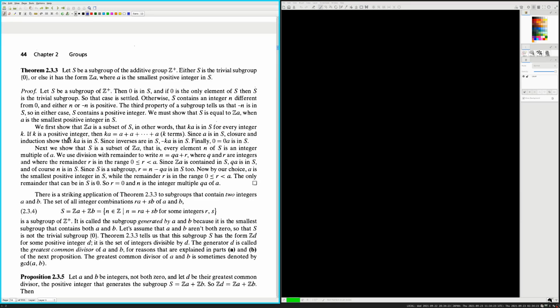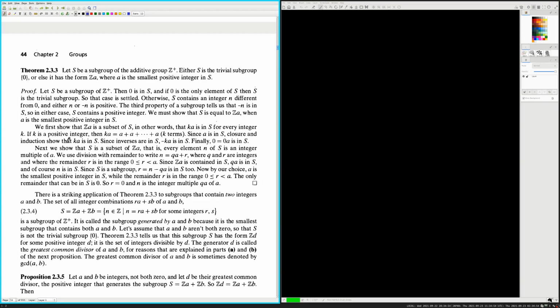We first show that ZA is a subset of S. In other words, KA is in S for every integer K. If K is a positive integer, then KA is A plus itself, K times. Since A is in S, closure and induction show that KA is in S. Since inverses are in S, minus KA is in S. Finally, 0 equals 0 times A, which is in S.